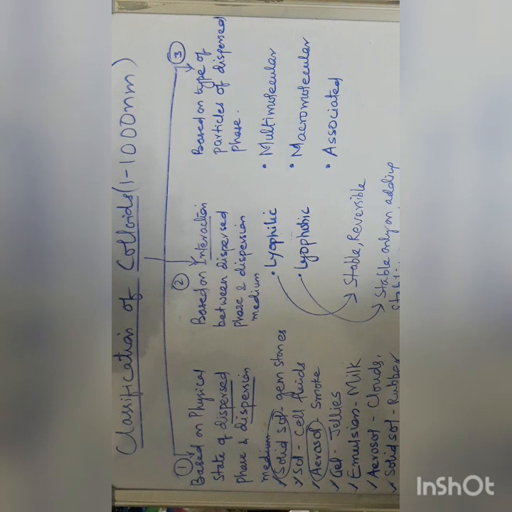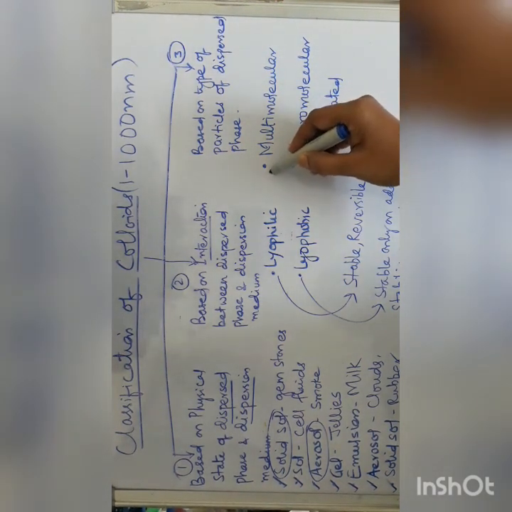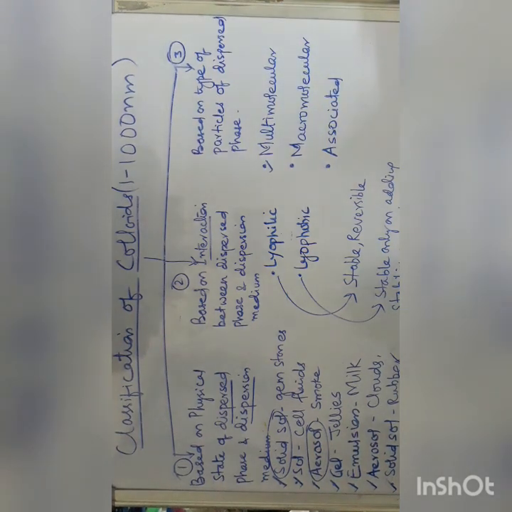Now the third classification of colloids is based on the type of particles of dispersed phase in the dispersion medium. So based on the type of particles in a colloid, colloids are of three types: multimolecular colloid, macromolecular colloid, and associated colloid. Now, the first type, that is multimolecular colloid.